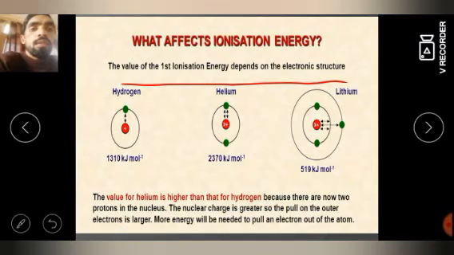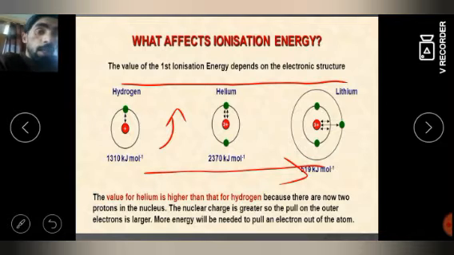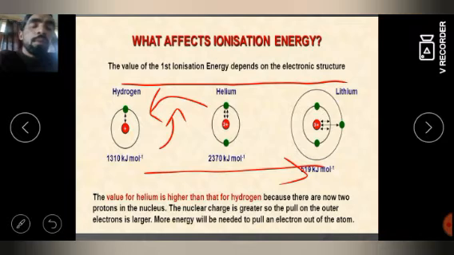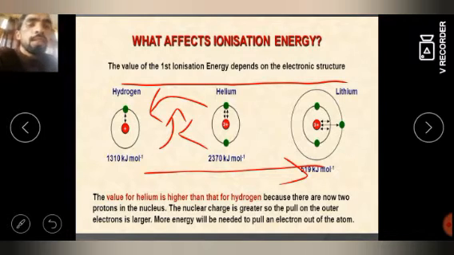So as per this, one electron is lost by the proton. The value for helium is higher than hydrogen, because helium has 2 electrons and both sides have equal energy. There are now 2 protons in the nucleus. The nuclear charge is greater, so the pull on the outer electron is large. More energy is needed to pull the electron out of the atom. So this has more ionization enthalpy than hydrogen.